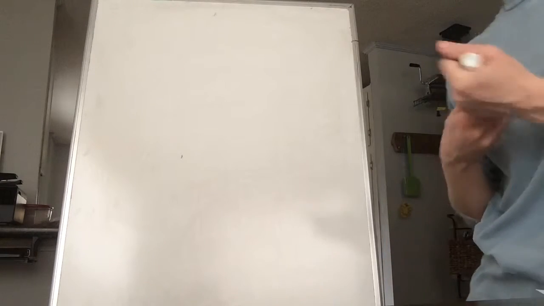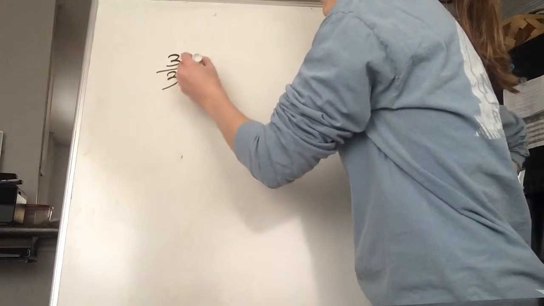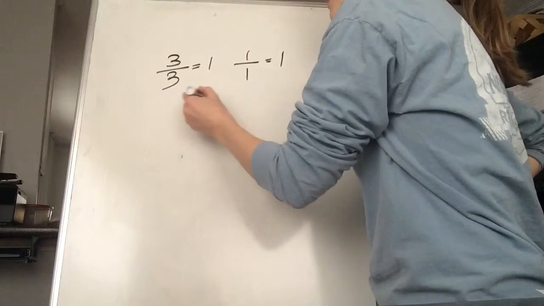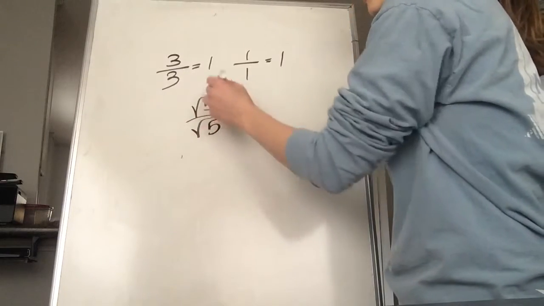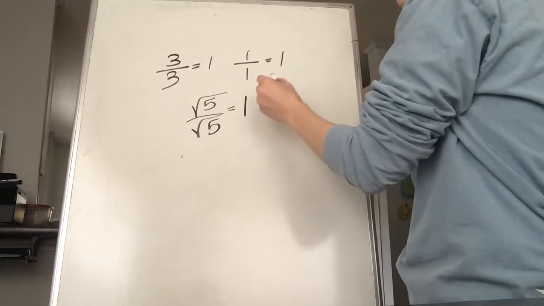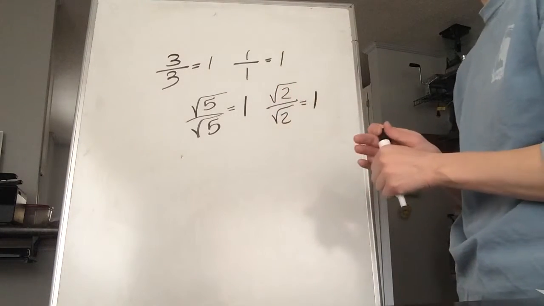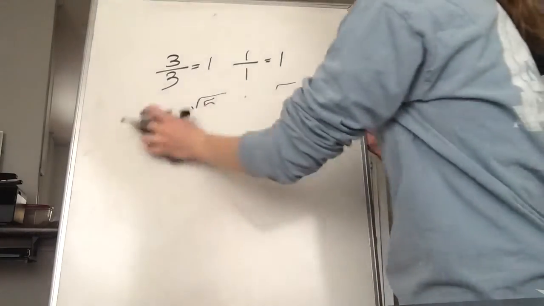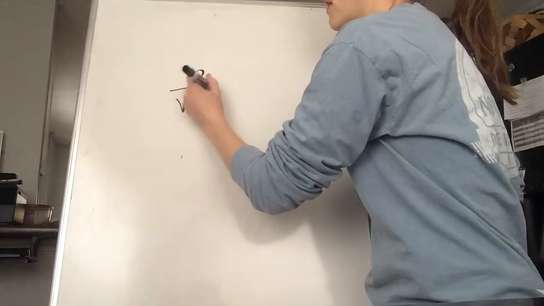So, just like 3 over 3 is equal to 1, 1 over 1 is equal to 1, we could say the square root of 5 over the square root of 5 is equal to 1, because those would cancel out and it's just left with 1. Square root of 2 over square root of 2 is equal to 1. So let's take a problem and just kind of play around with it. We can use our calculators too, just to prove this point. So let's say you have 2 over the square root of 5.